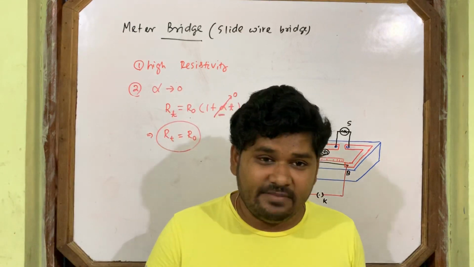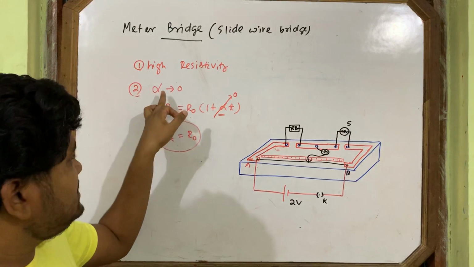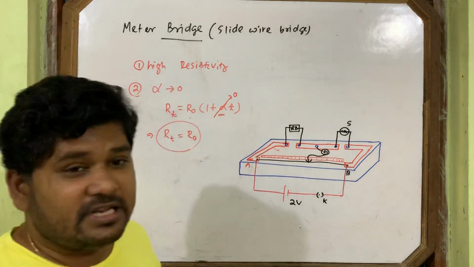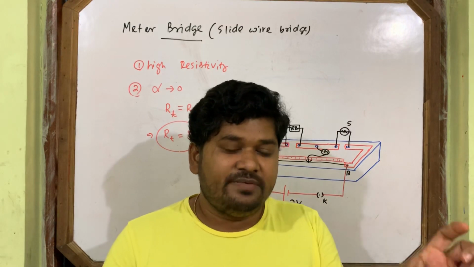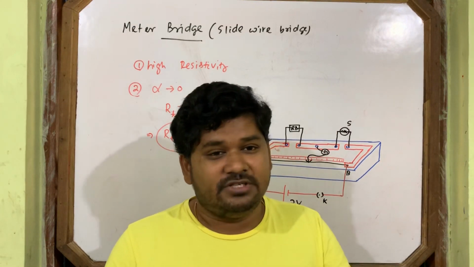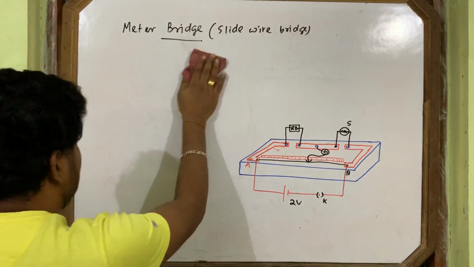Why constantan and manganese? High resistivity and temperature coefficient of resistivity nearly 0 means, in simple language you can write, resistance almost doesn't vary with temperature. So this is an important question, it comes in the exam.